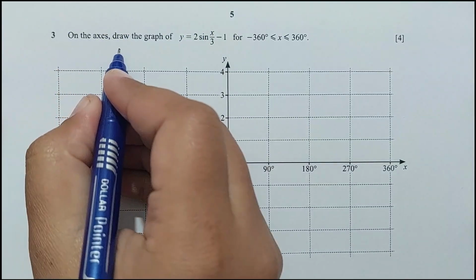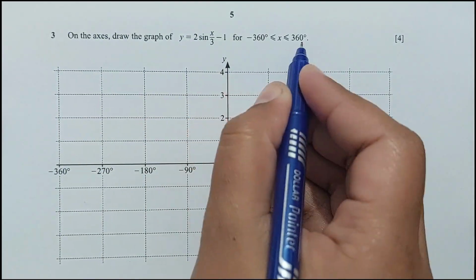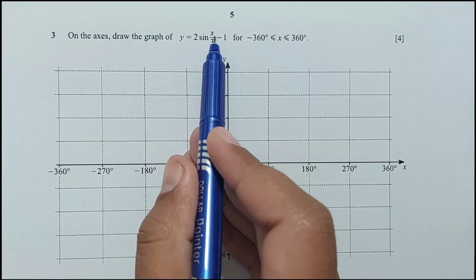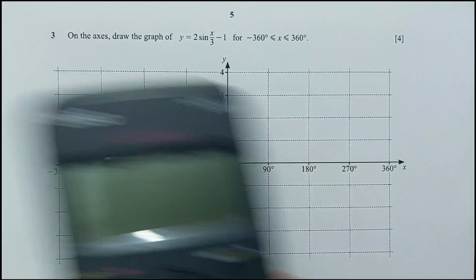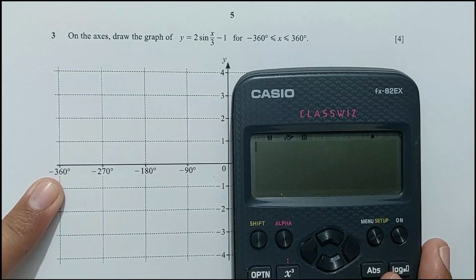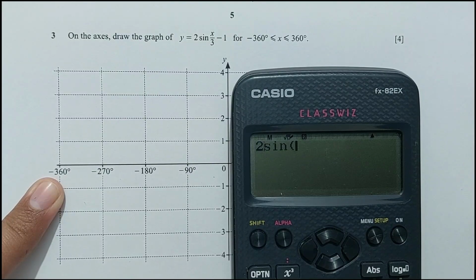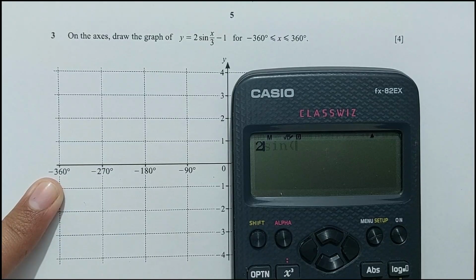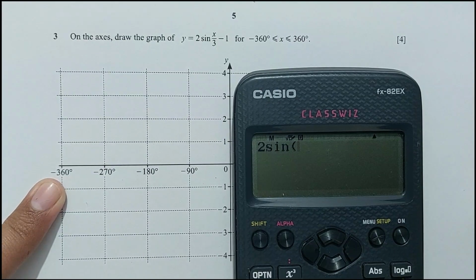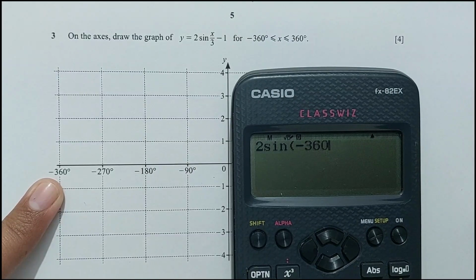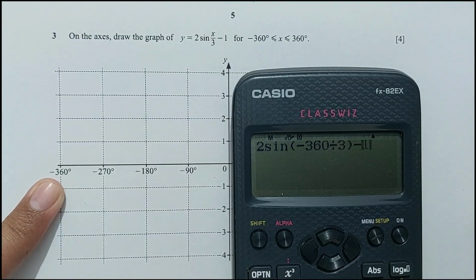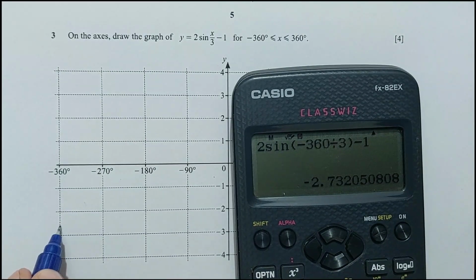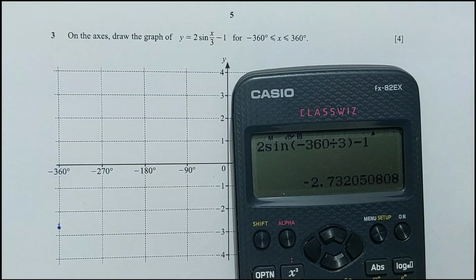Now question number 3: draw the graph of this function for x between -360° and +360°, right? So let me plug this into the equation and solve for the y values. When x is -360, it's in degrees, so let me convert my calculator into degrees first. 2 sine of -360 divided by 3, and subtract 1. This is -2.7, which is closer to -3 as a y value.